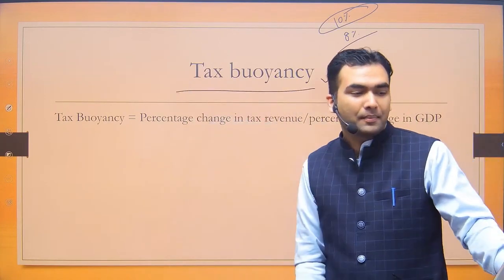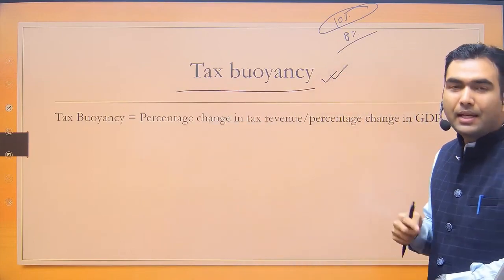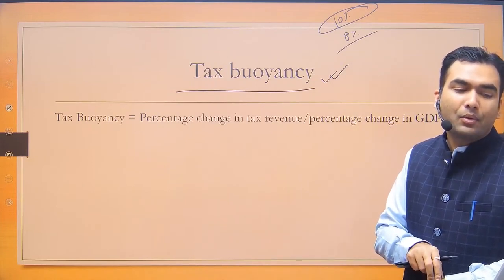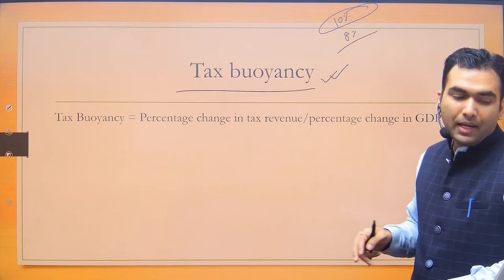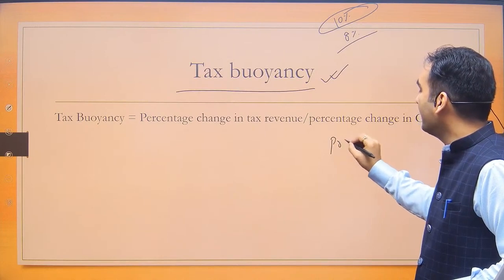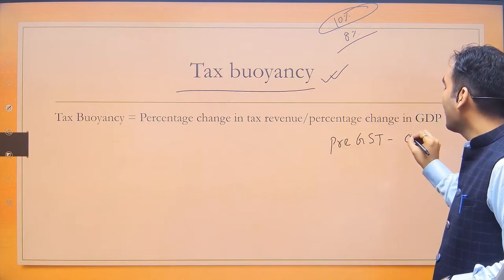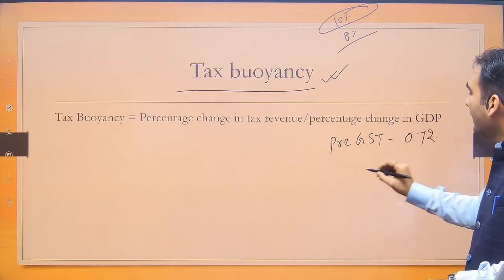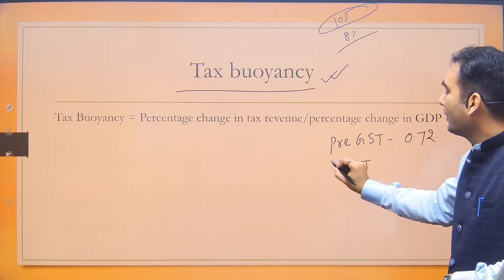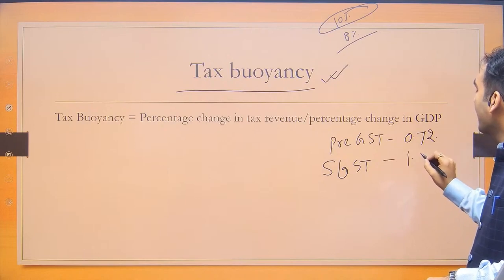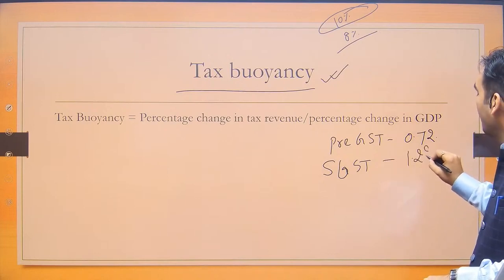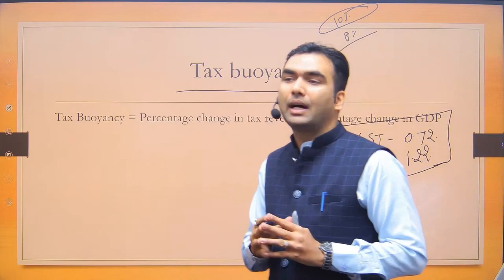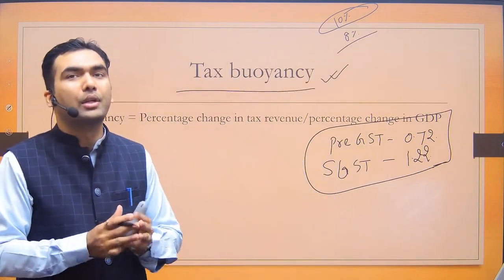Now this is something which can be asked, and the finance minister has said that the state GST revenue has witnessed tax buoyancy. The tax buoyancy in the pre-GST period was 0.72. In the GST regime, or what you will call the SGST regime, the tax buoyancy has been 1.22. Okay, so because of this, the finance minister was giving the argument that GST is a good reform that we have brought.